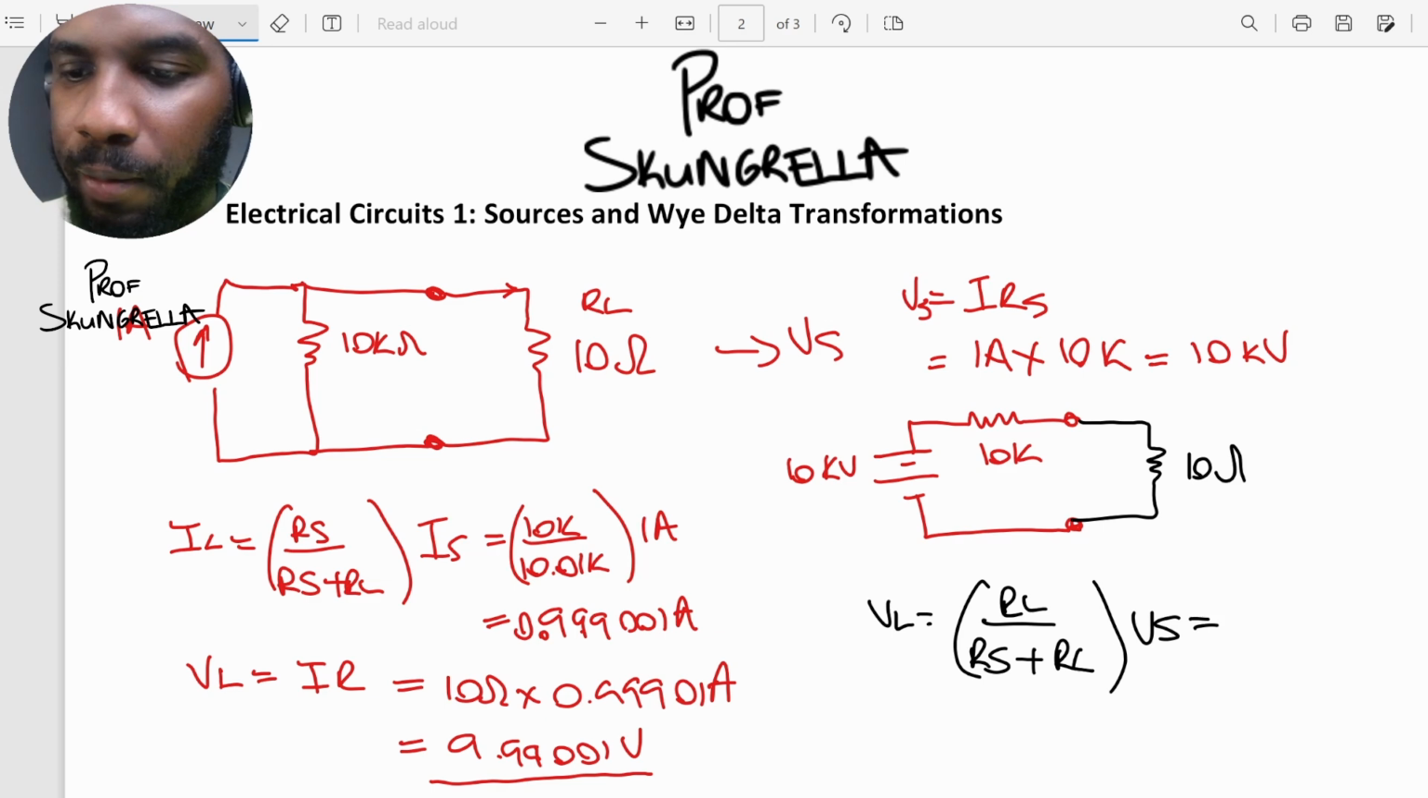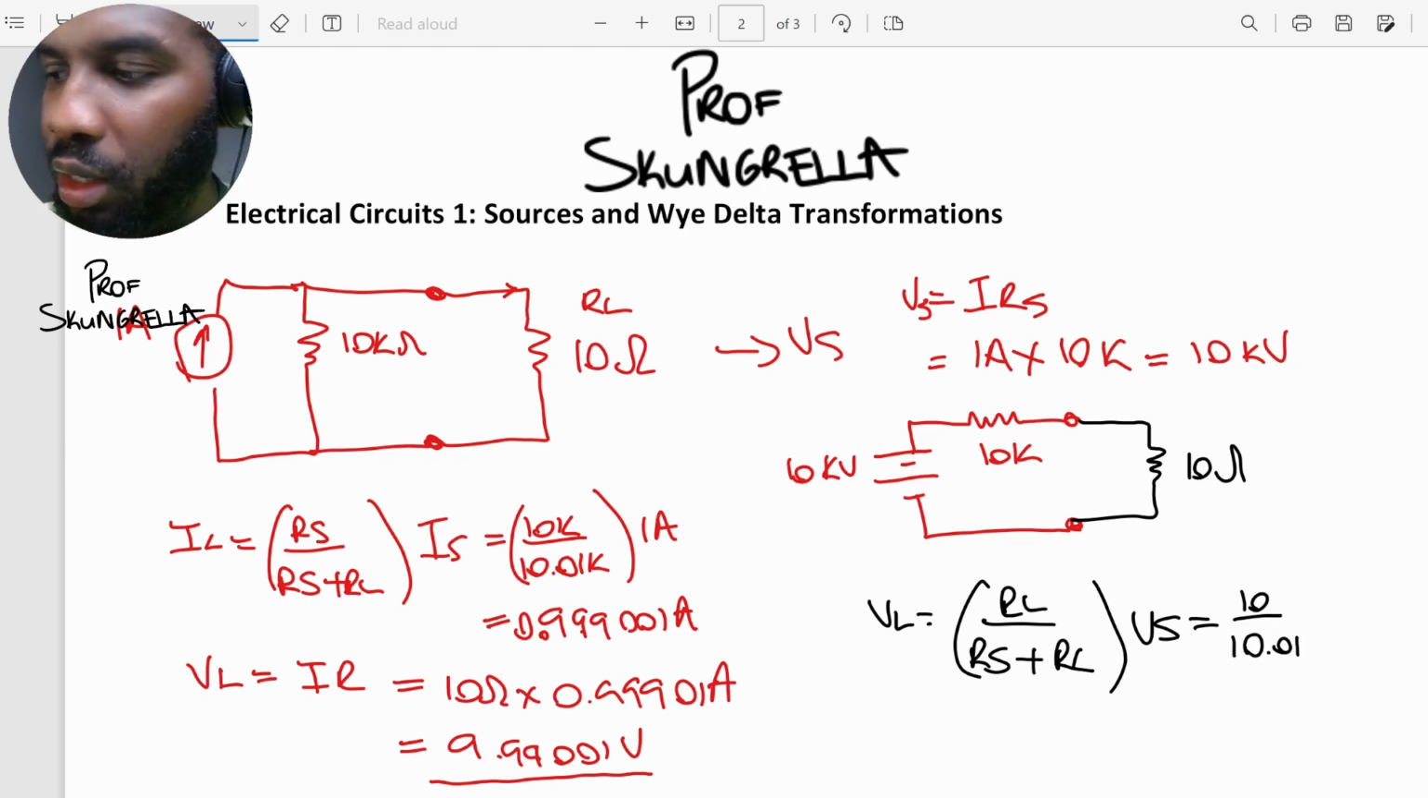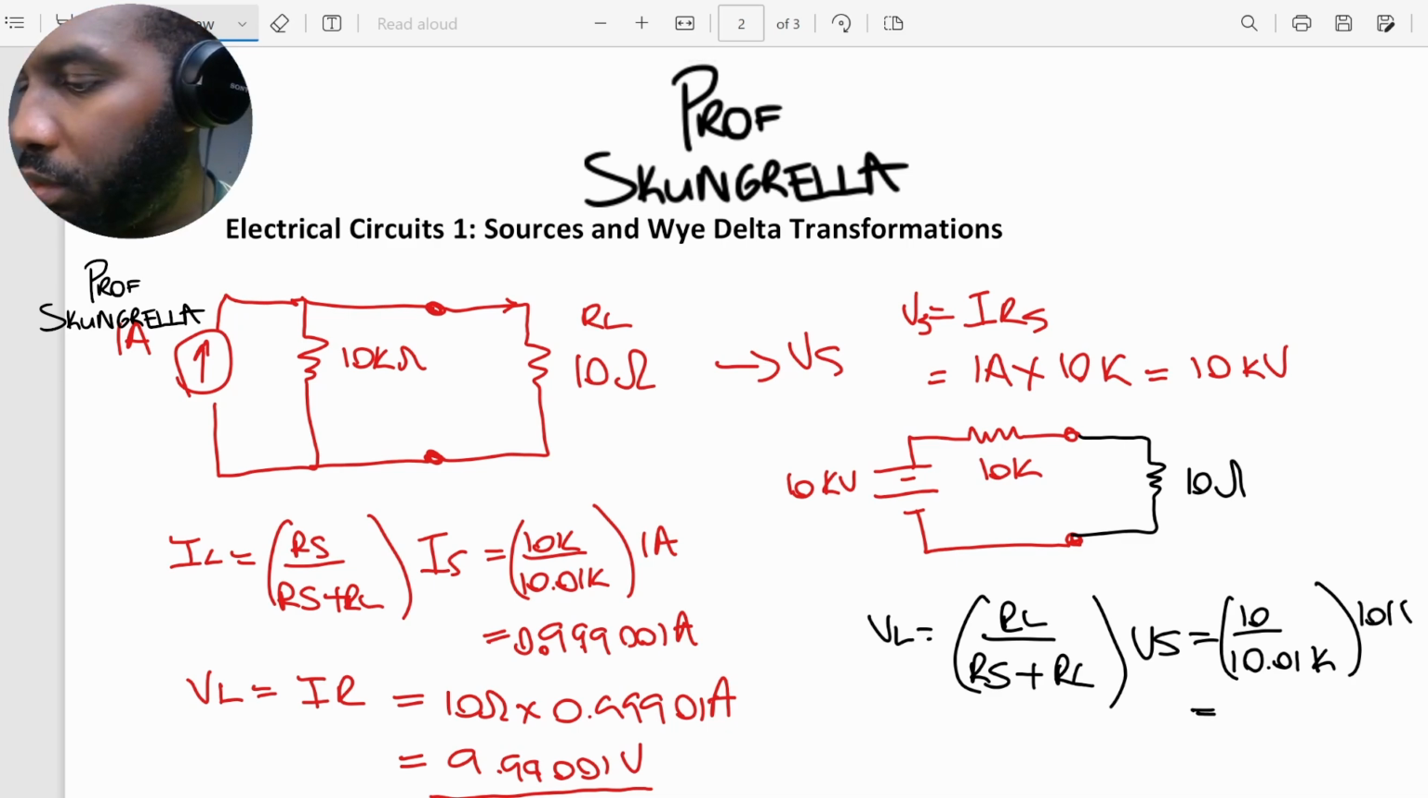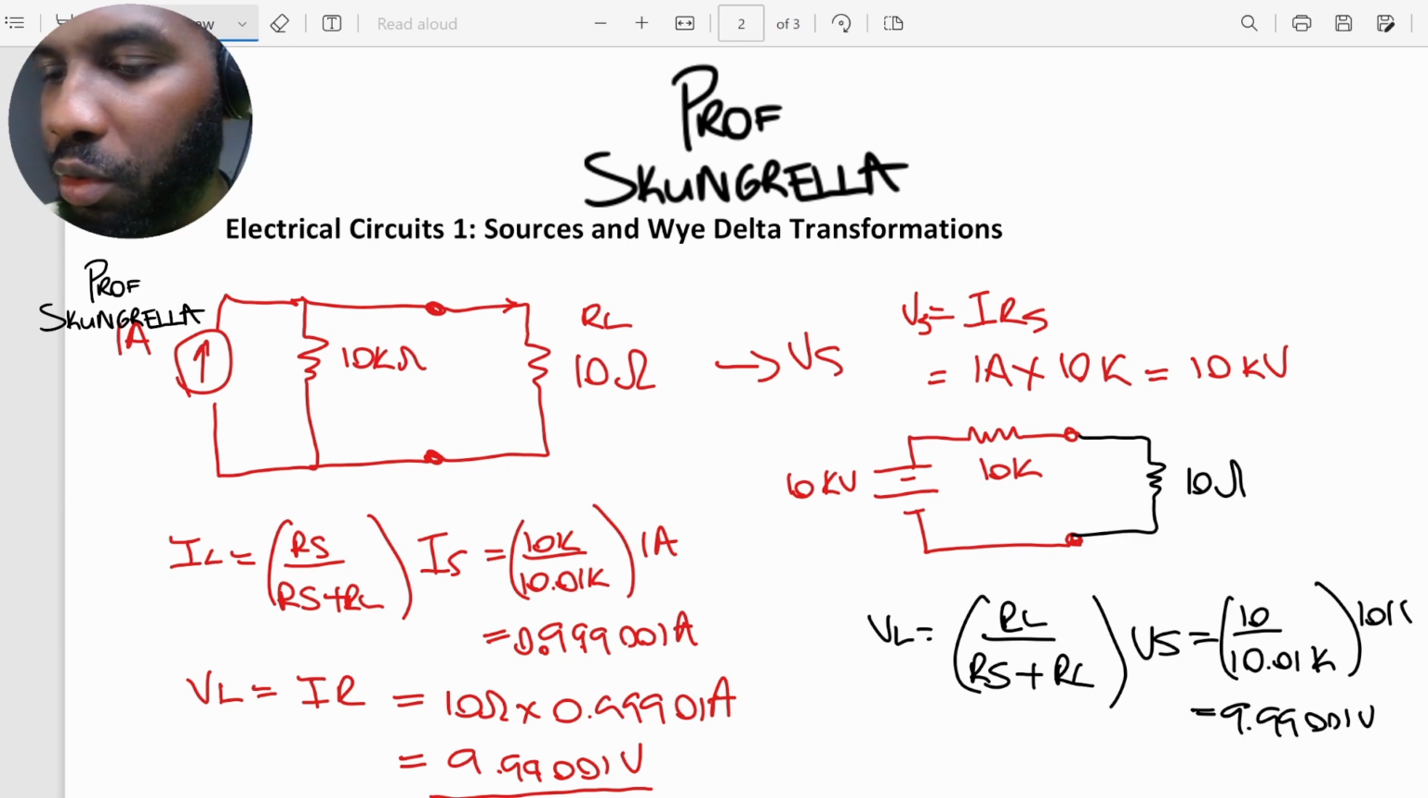10 over 10.01K times 10K. And that gives again 9.99001 volts. So it's the same.